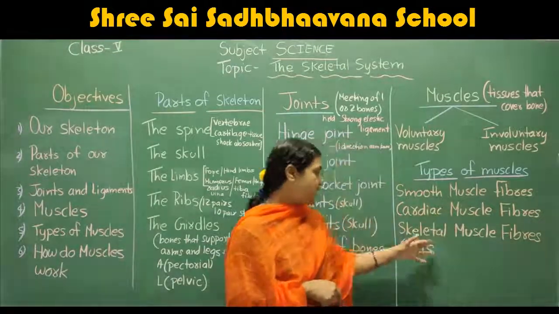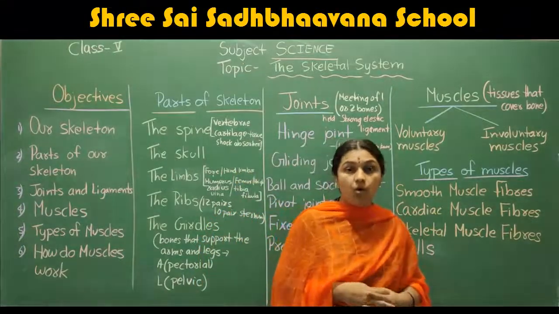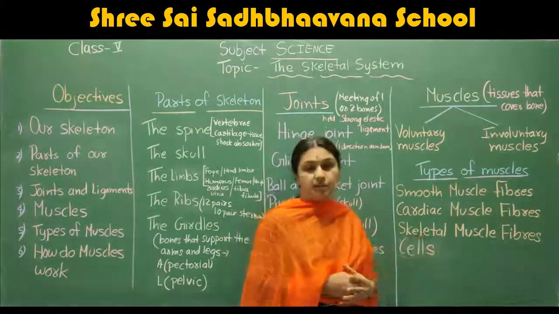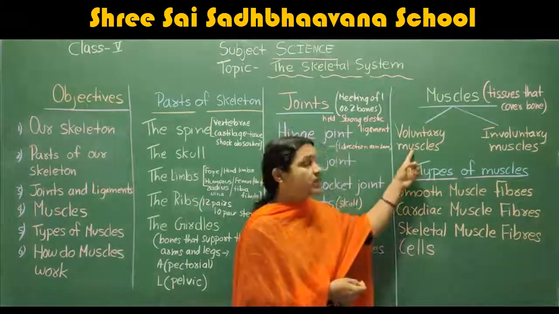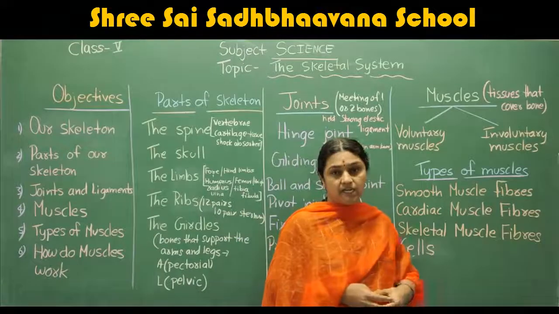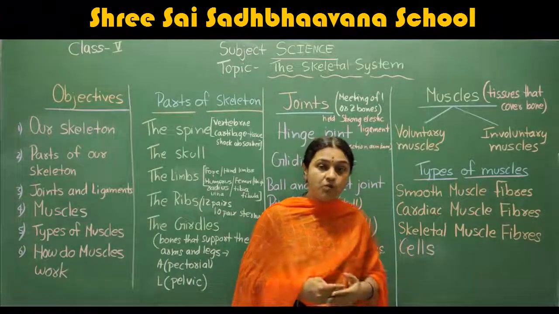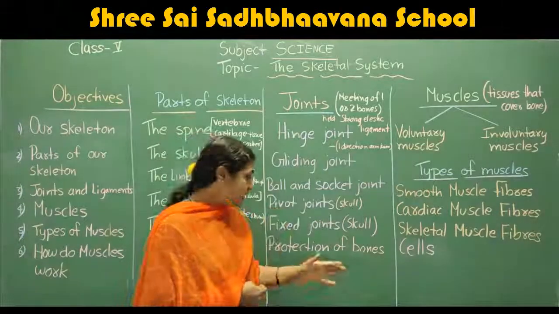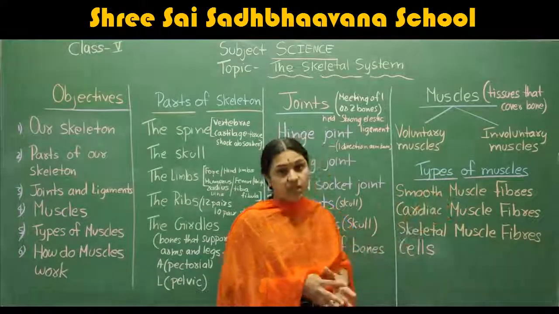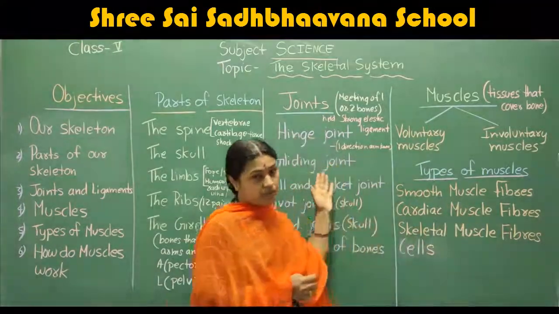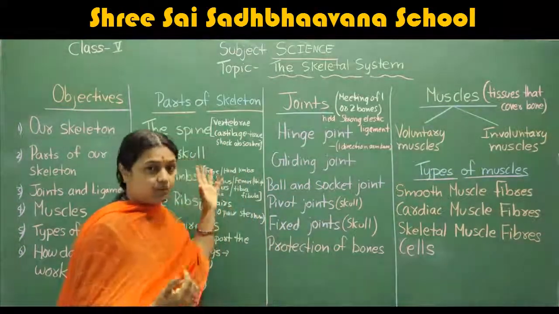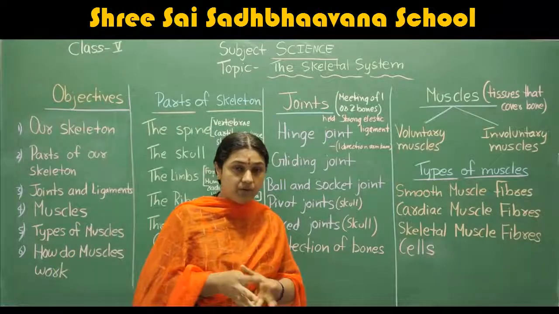Right, children? And then lastly, we have the skeletal muscles. All the voluntary muscles that are joined to the bones have these skeletal muscles. I repeat, all the voluntary muscles that are joined to the bones are made up of these skeletal muscle fibers. Now, just as it is important that we protect the joints and the bones, it is important that we also take care of the muscles because they form a family with the joints and bones, and they form the skeleton, which is the framework of our body.